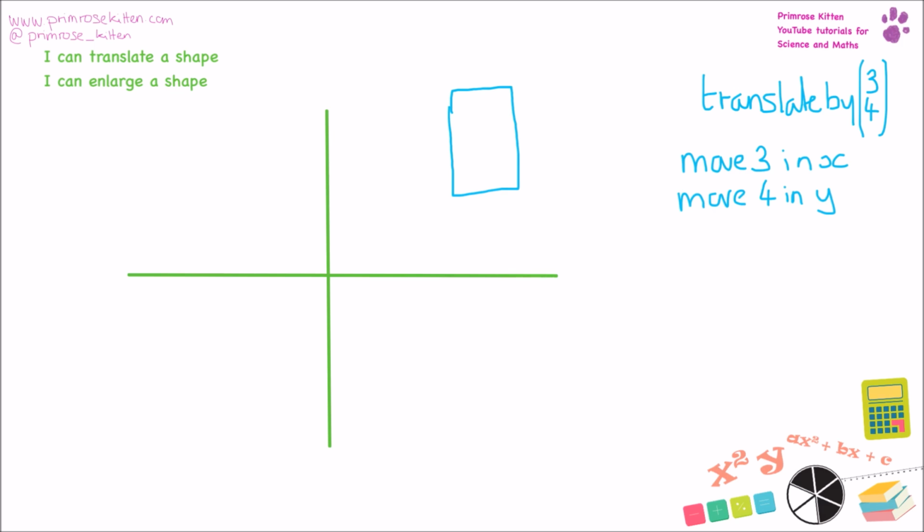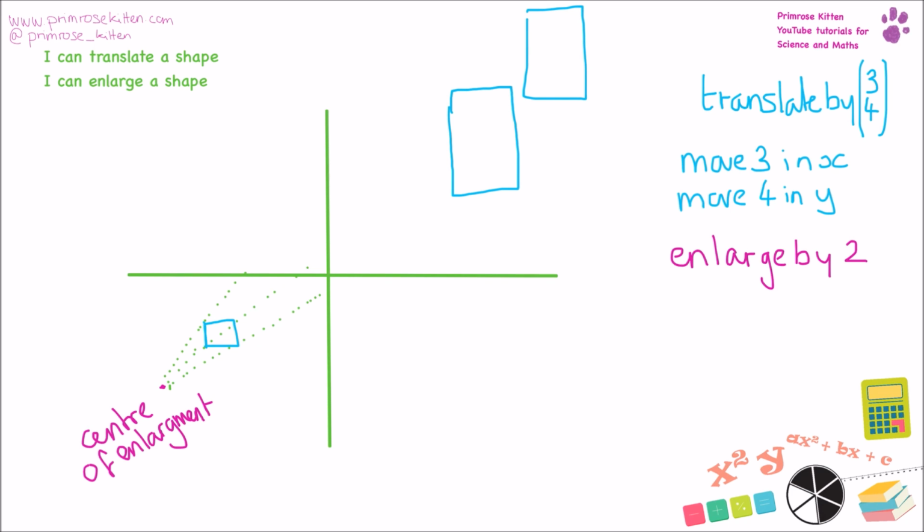If you are given a translation to do, it may come as a vector. So here we need to translate by 3, 4. That means every single point has to move 3 across in x and then 4 up in y. So we are going to end up with our shape up here somewhere.